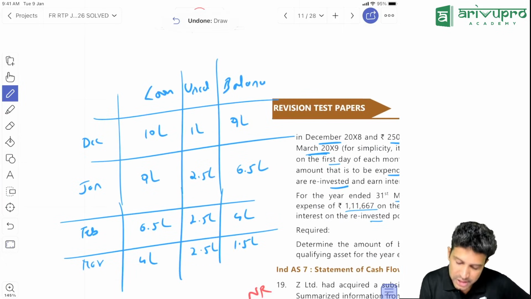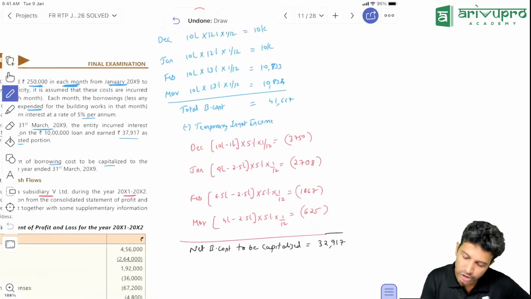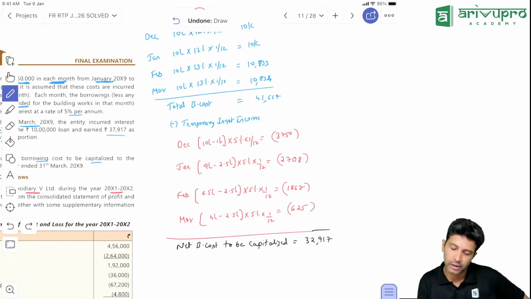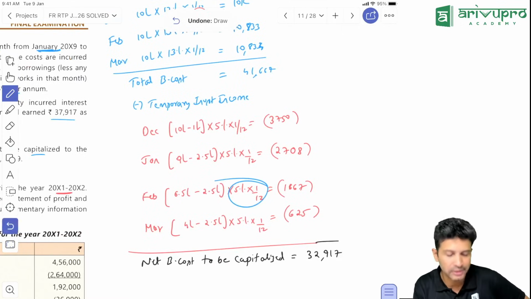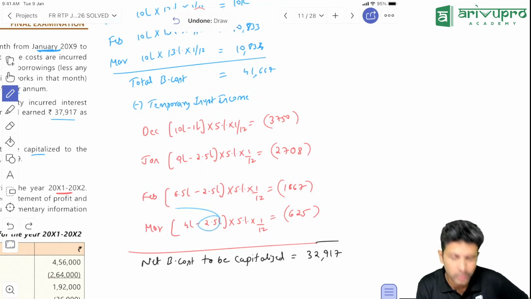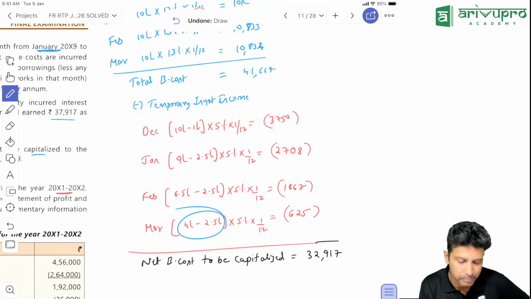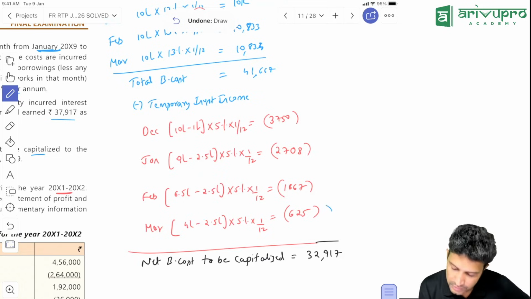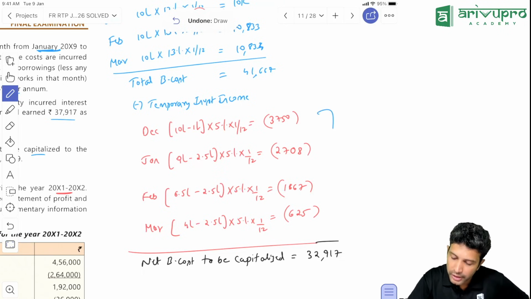Next month, from that 6.5, you have utilized 2.5. So 6.5 minus 2.5 is 4 lakh. On 4 lakh, you will invest for 1 month at 5% and earn this much income. Again, from 4 lakh, 2.5 got utilized in the next month. So 1.5 lakh is still available idle, which you will invest and earn a return for 1 month. This is your temporary investment income.